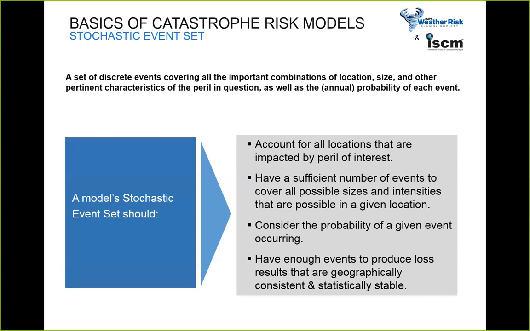Lastly, the event set has to have enough events in it to produce loss results that are geographically consistent and statistically stable. And these comments are kind of linked. When I talk about geographically consistent, let us assume that we collectively own a beach house in Miami Beach, and that our friend has a similar beach house, same build, construction, value, everything, about 30 miles to the north in Fort Lauderdale. So what is really the difference in hurricane hazard if you're both on the beach, one in Miami Beach, one in Fort Lauderdale?